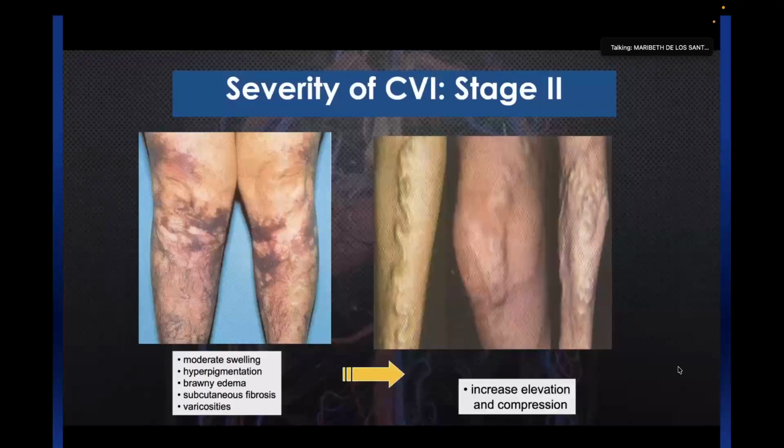Stage 2 is characterized by moderate edema or swelling, pronounced hyperpigmentation, brawny edema. Sometimes we have subcutaneous fibrosis, and of course, more pronounced varicosities. The recommended treatment is just increased elevation and compression.